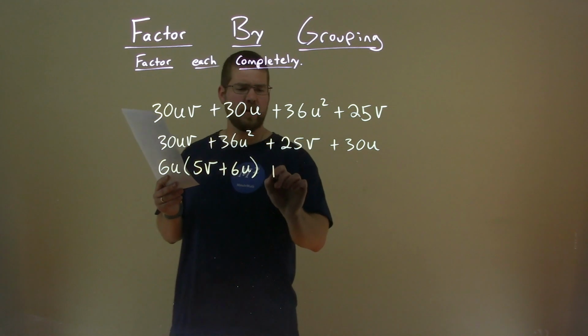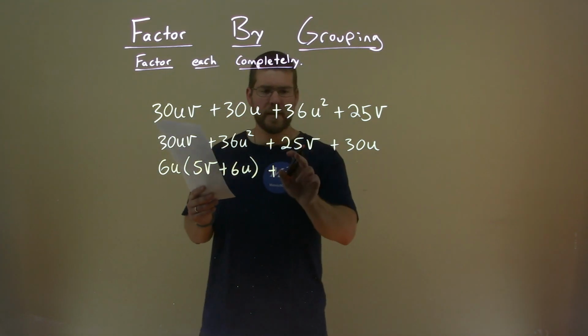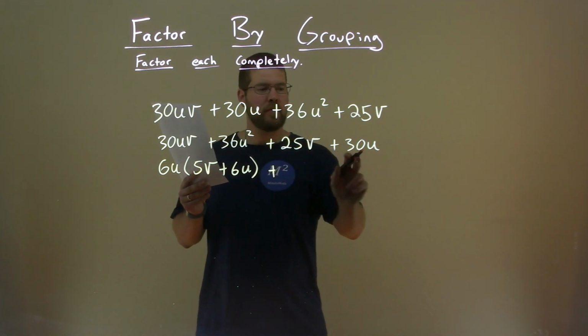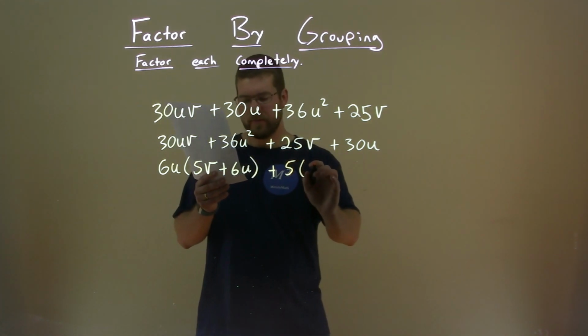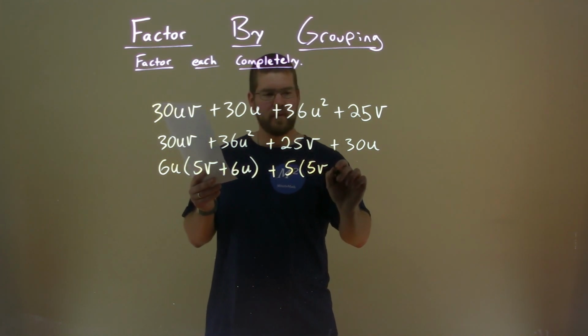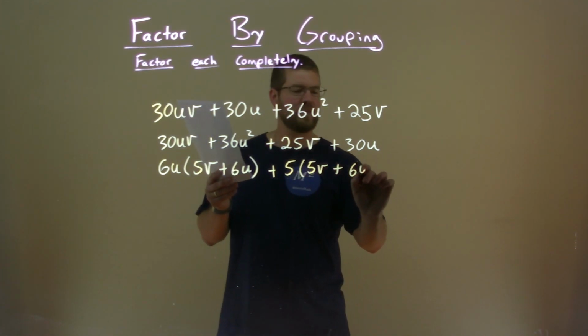We're going to do the same thing, or something similar, with the next two numbers. 5 goes into both of these numbers. 5 goes into 25 and 30. So if we pull out a 5, we're left with a 5v plus a 6u.